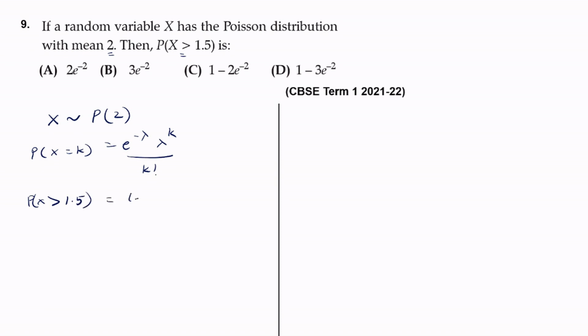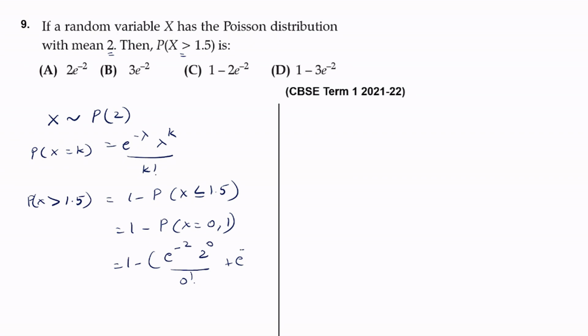Here we are asked what is probability of x greater than 1.5. This is nothing but 1 minus probability of x less than or equal to 1.5, or it is 1 minus probability of x is equal to 0, 1. So it is 1 minus probability of x is equal to 0 is e raised to minus lambda, lambda is 2, 2 raised to 0 by 0 factorial plus e raised to minus 2, 2 raised to 1 by 1 factorial.